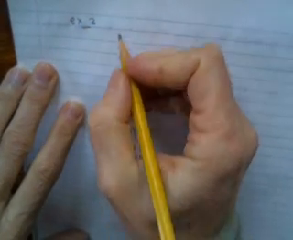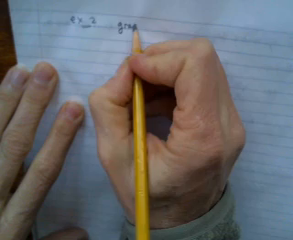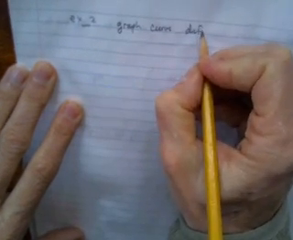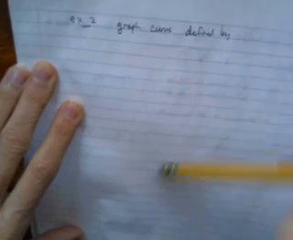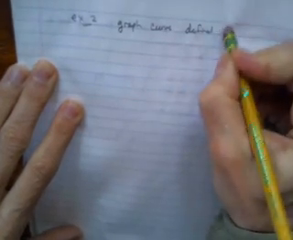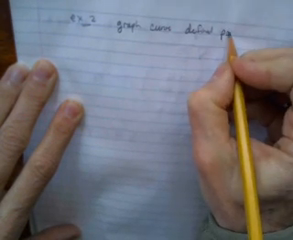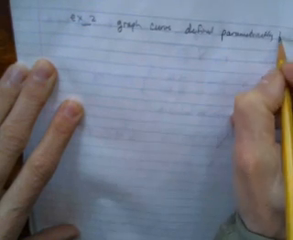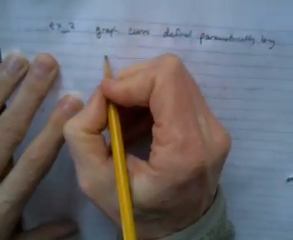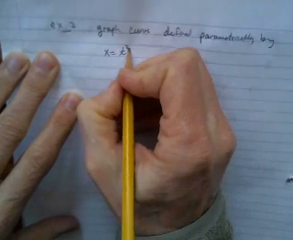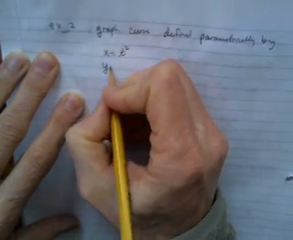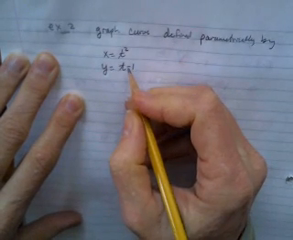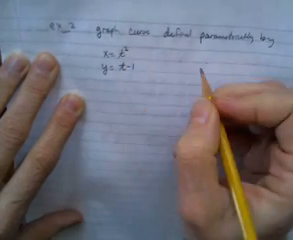In example number 2, I'm going to ask you to graph the curve defined, you know what, we can say defined parametrically by the equations x is equal to t squared and y is equal to t minus 1. And you can see this is somewhat similar to what we had just graphed before.